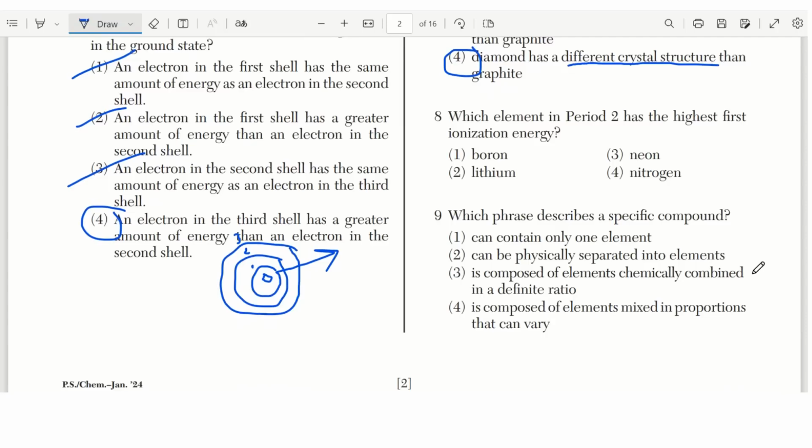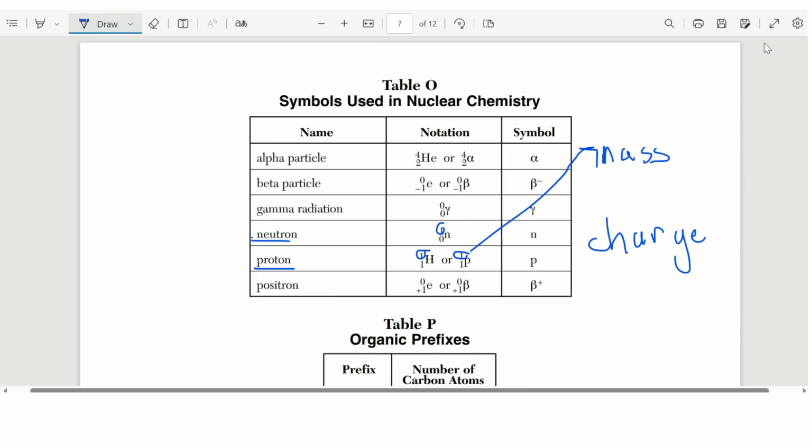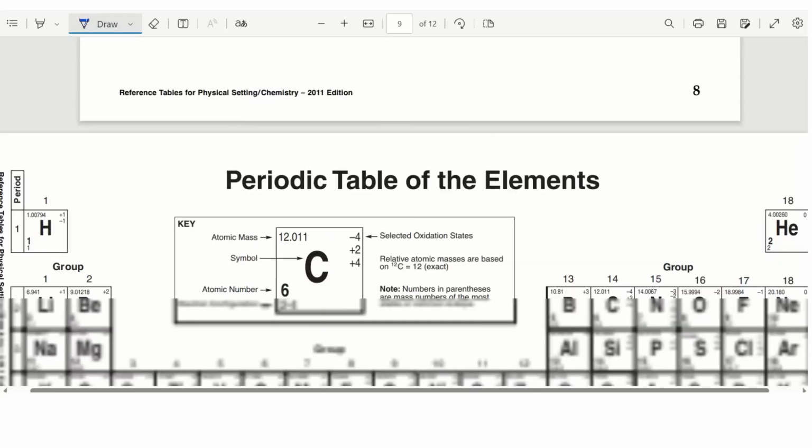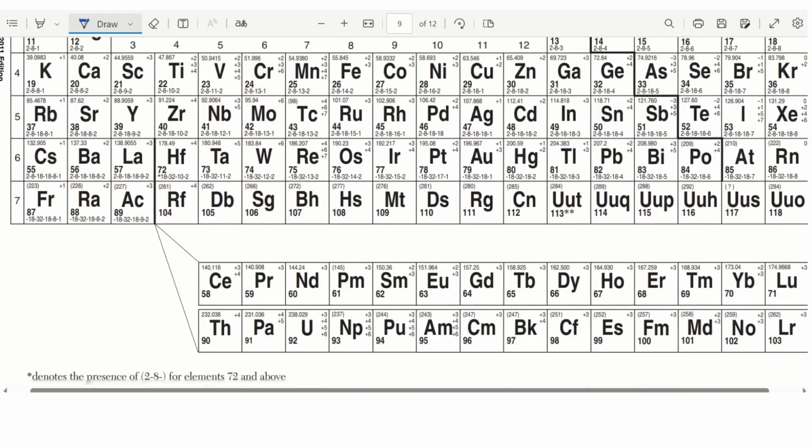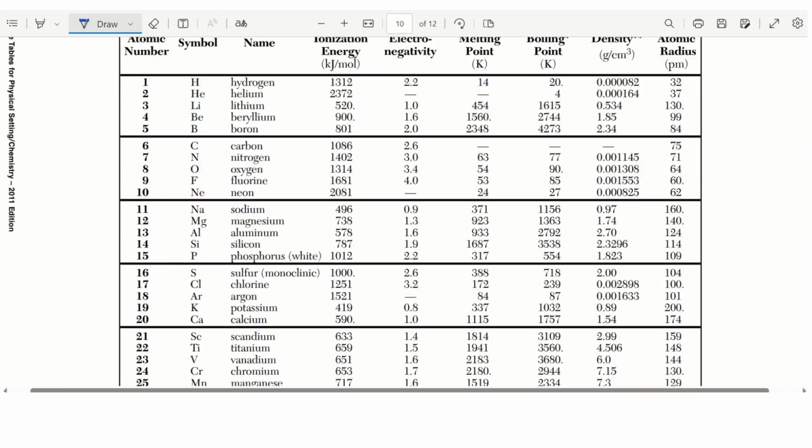Okay? Number 8, which element in period 2 has the highest first ionization energy? Okay, so now I need a reference table, right? So let's go to our reference table. And it says which element in period 2. Okay, so here's period 2. Let's look up the first 3. So Li, Be, and B. So I still need the reference table. So I'm going to go Li.